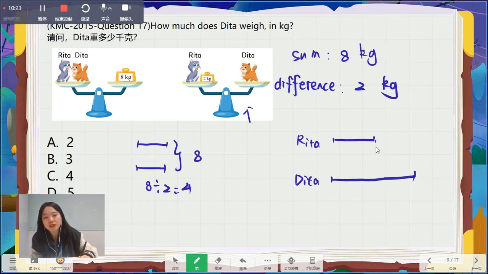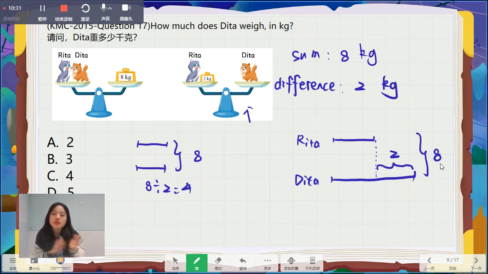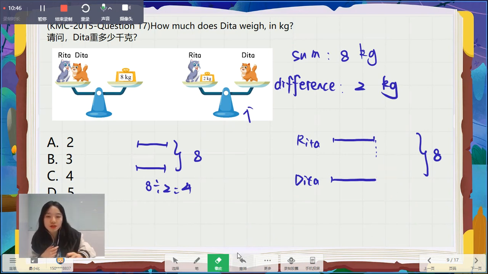Okay, let's draw it and mark the difference here. This is the difference 2, and this is the sum 8. Because just now we say if these two things are equal, we can use total divided by 2 to find each part. But when they are not equal, what should we do? Why not find a way to make both equal? If I take these 2 away, are they equal? But the sum of these 2 parts, is that still 8? No, we should also take 2 away from the sum. So the new sum is 6 kilograms.